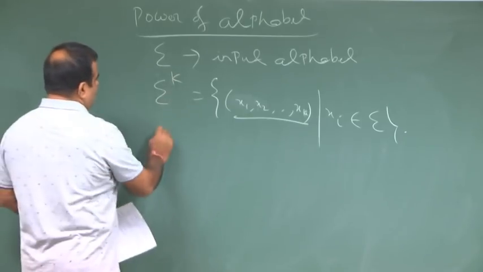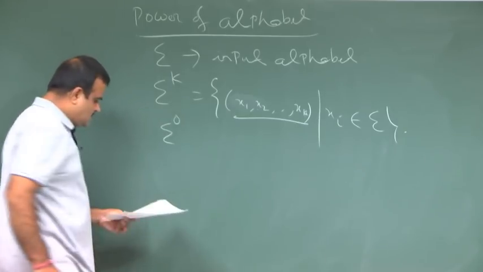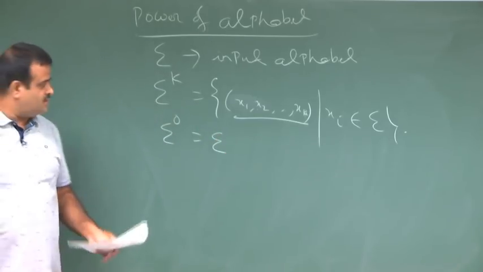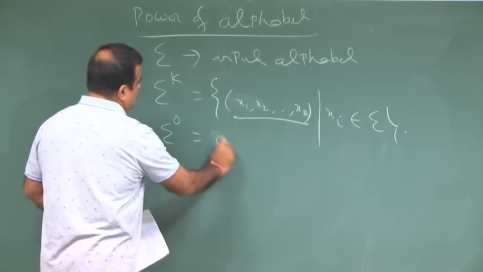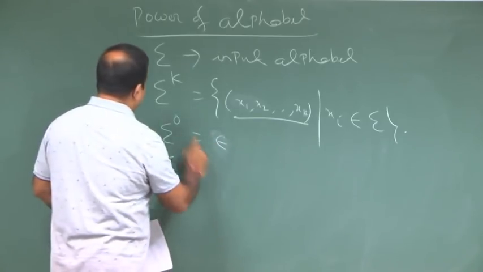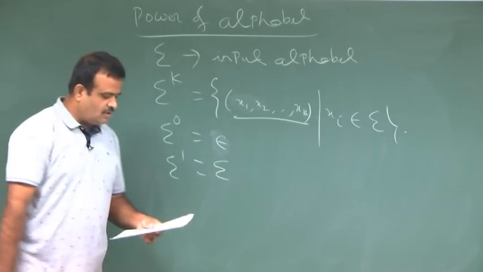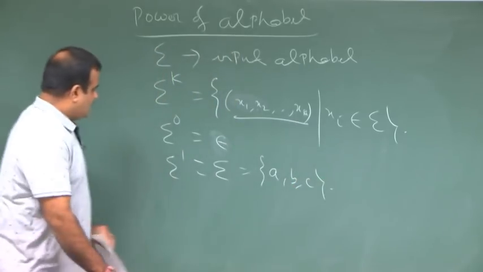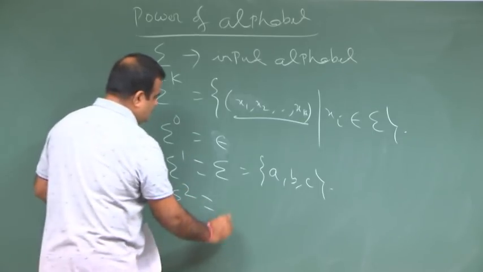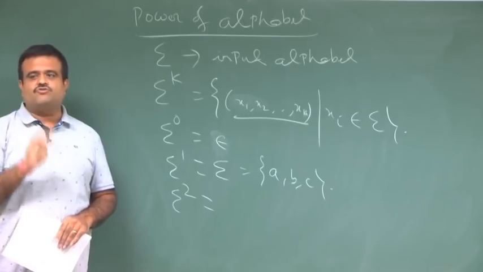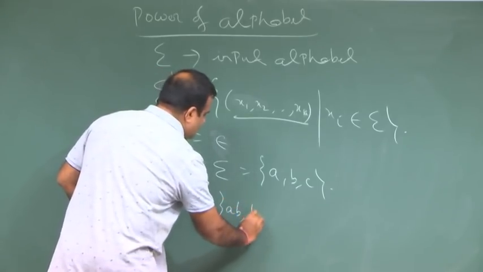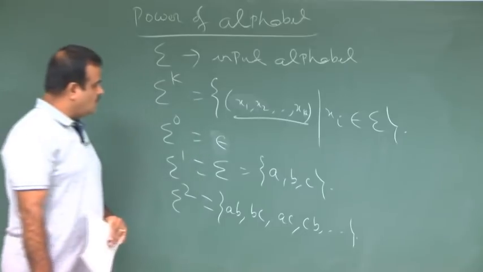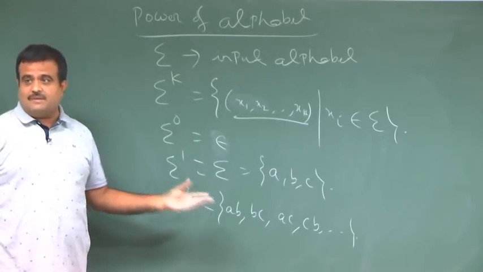For example, k equal to 0 means zero occurrence of symbols, so it is epsilon. k equal to 1 is basically sigma itself. So, if sigma is 0 1, or say A B C, it will be just A, B, C. And k equal to 2 gives all the strings of length 2, like AB, BC, AC, CB, and so on. So, all the strings of length 2 using the same alphabet sigma.